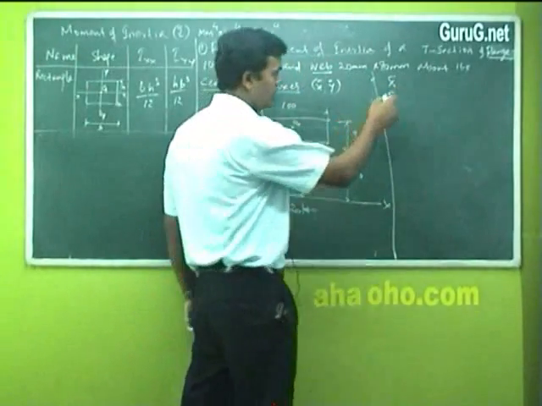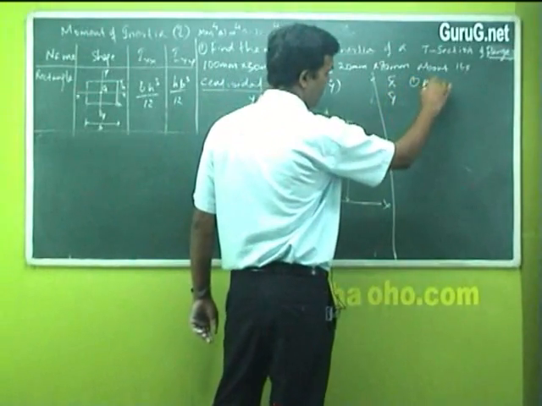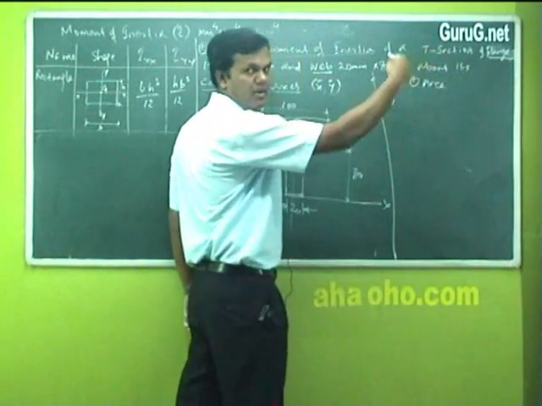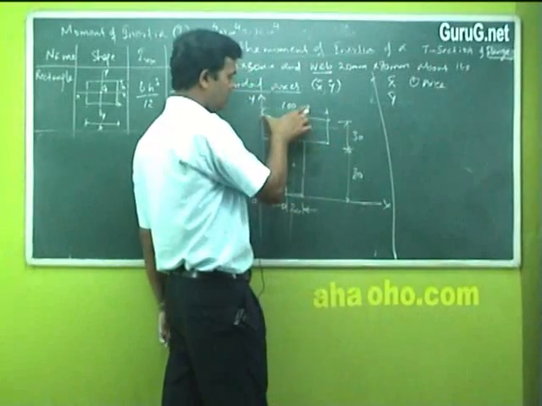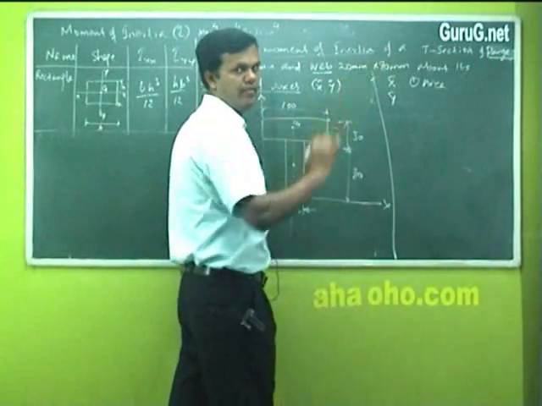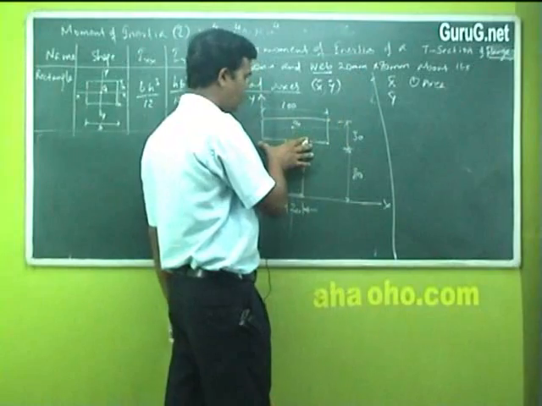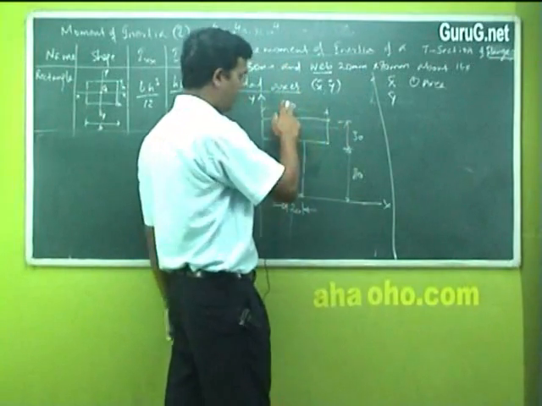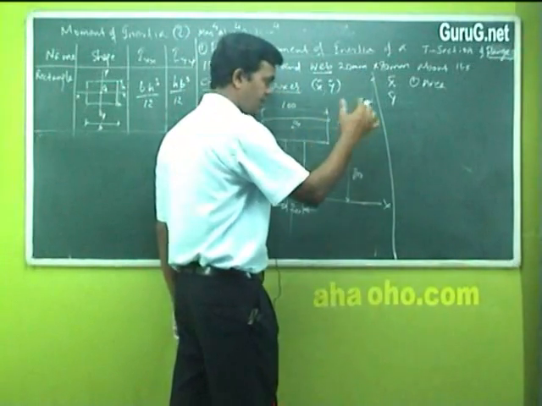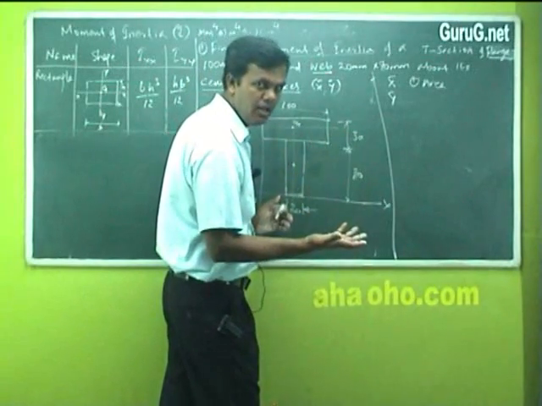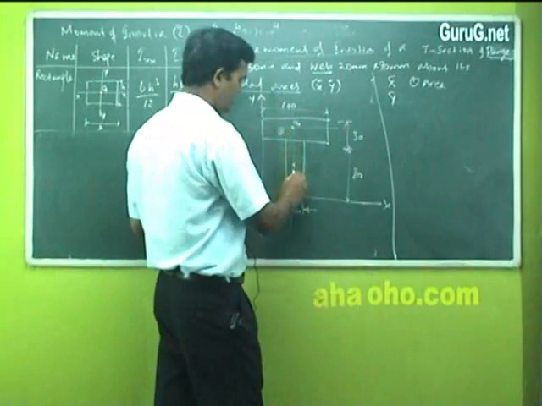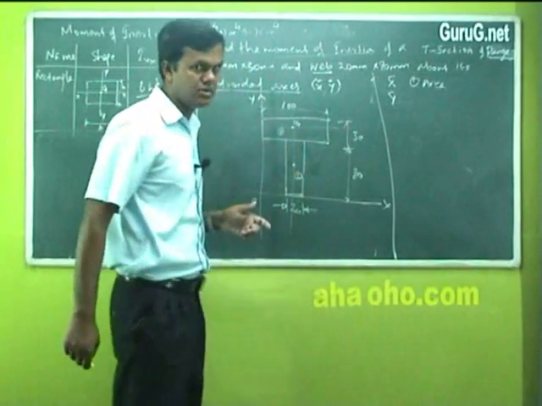For this what you have to do? First you find area. I am not repeating this because it is the same procedure. Rectangle L into B. L is how much? 100. B is 30. Then x1 value is L by 2, 100 by 2. Y1 value is 30 by 2. Again the same rectangle, L into B area. This is portion number 1, this portion number 2. The process is the same procedure.